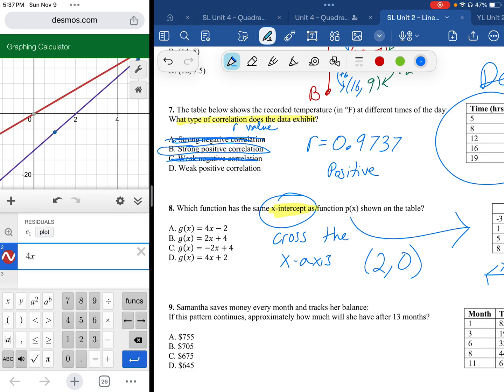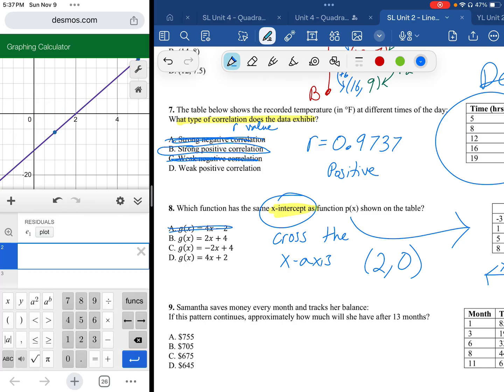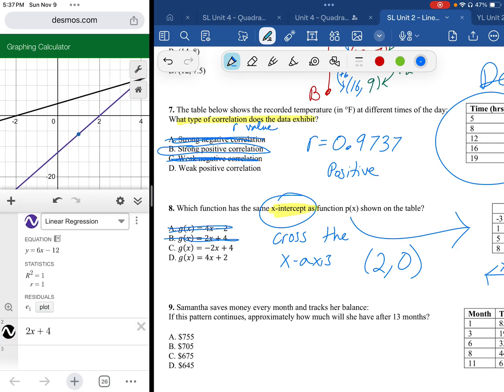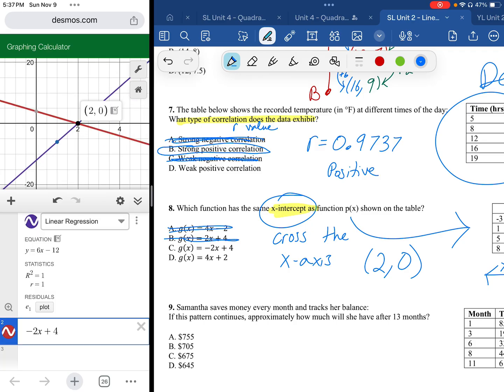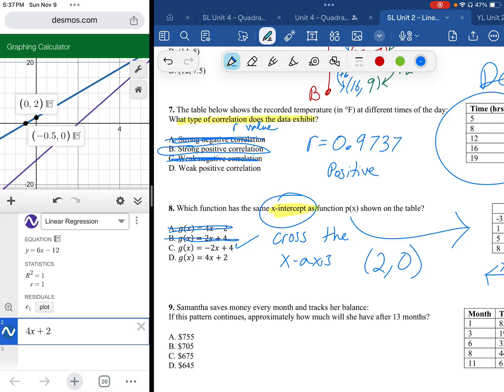So it says 4x minus 2. Well, its x-intercept is over here at a half, so we know A is not the answer. Let's plug in B. 2x plus 4. Its x-intercept is way over here at negative 2. Well, that's not the same, so I can mark out B. Let's plug in C. Negative 2x plus 4. Ooh, those two cross at the x-intercept, so let's leave that. And let's just check D for good measure. 4x plus 2. Its x-intercept is way over here at negative 1/2, so C has to be our answer.